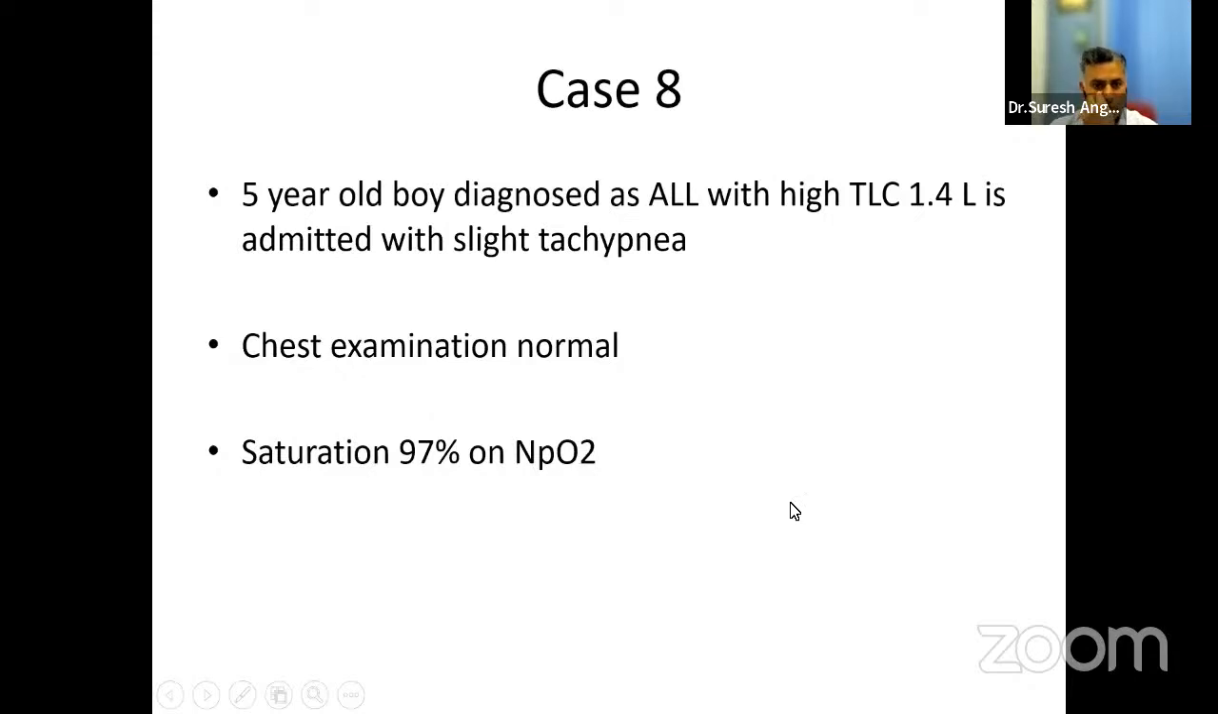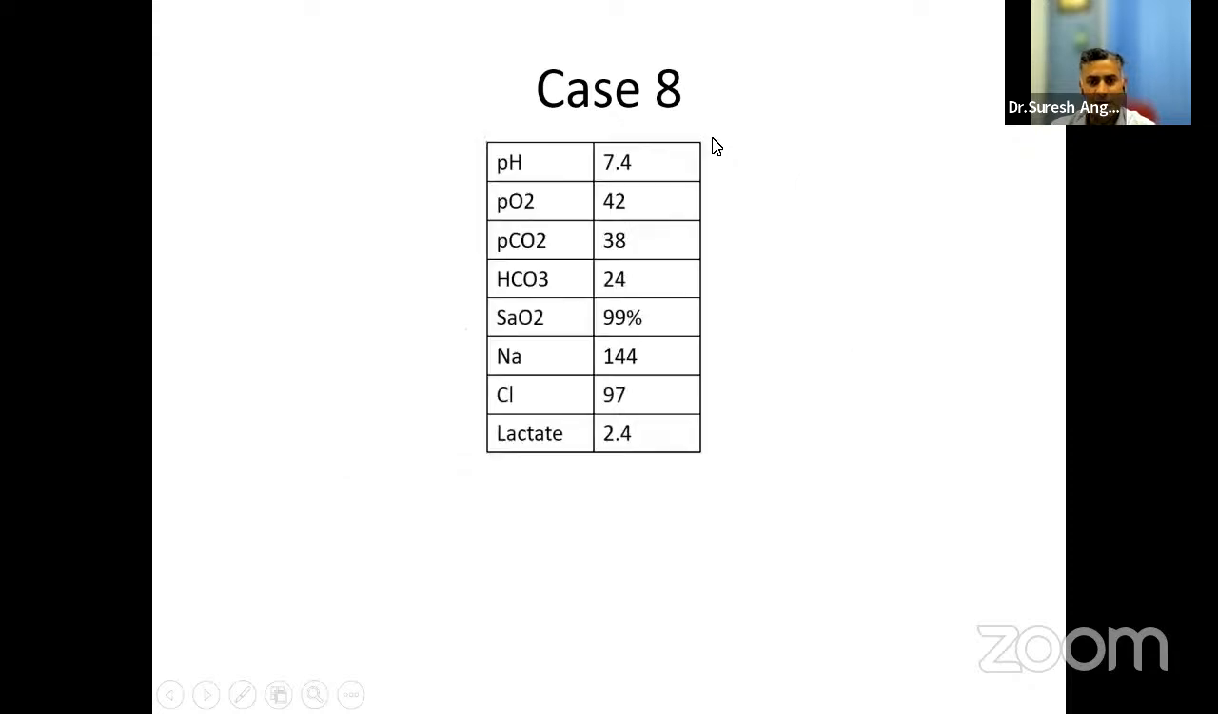So this is a 5-year-old boy who was a diagnosed case of ALL, and you know that TLC is very high, and he was having slight tachypnea, chest exam was normal and saturation was 97%, and someone sent a blood gas for this child, and this was the blood gas. So can you tell us what is the problem here?